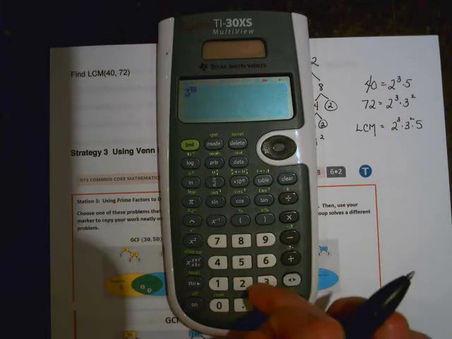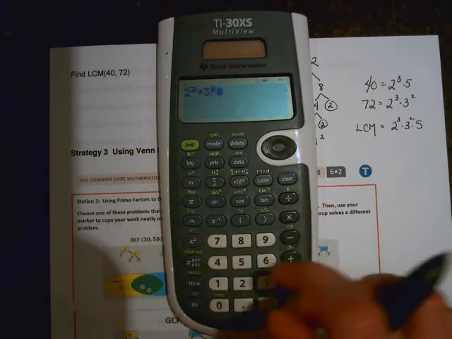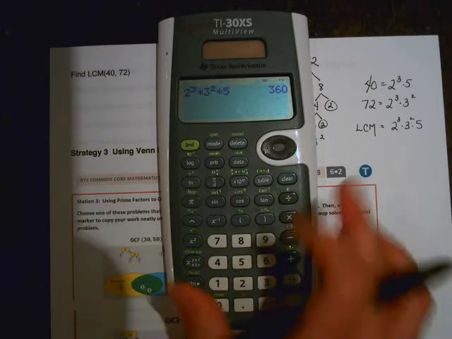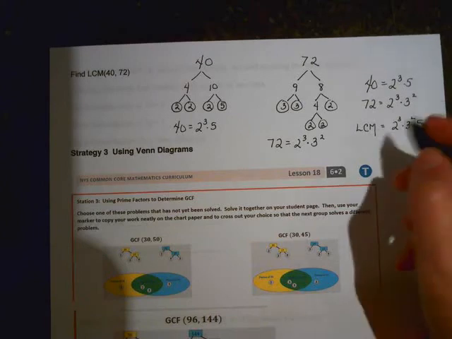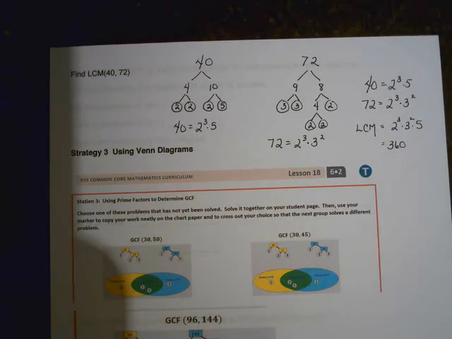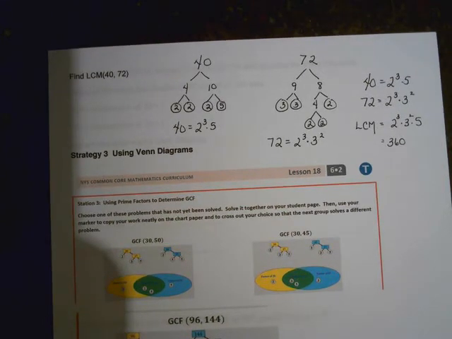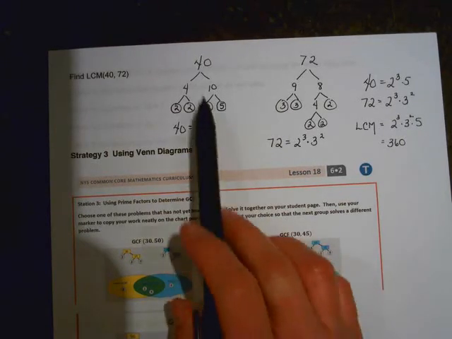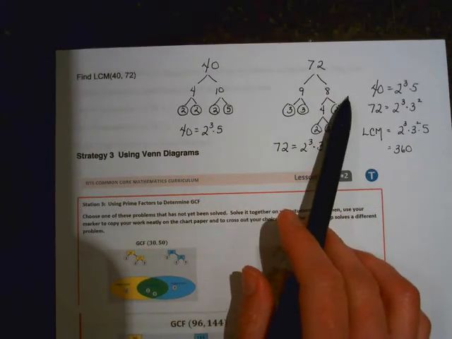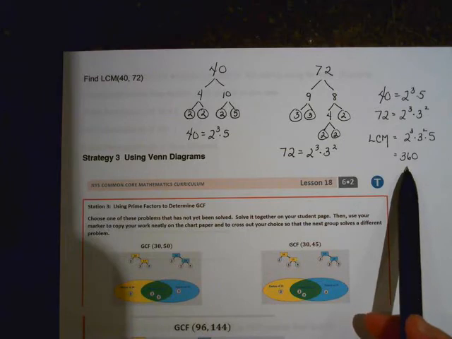So 2 cubed times 3 squared times 5. There we go. There's our 360. That's weird. We just did one. They have 360 again. Least common multiple. So if we had to list all the multiples of 40 and all the multiples of 72, the first one that we would hit in common is 360.